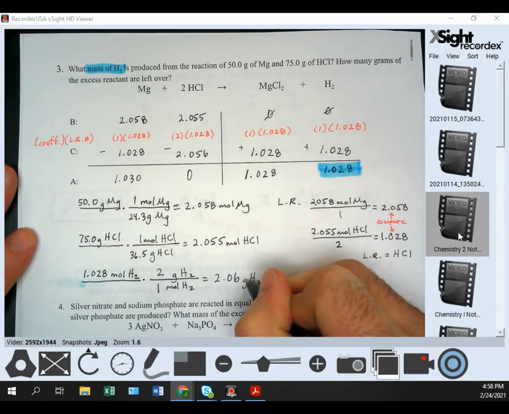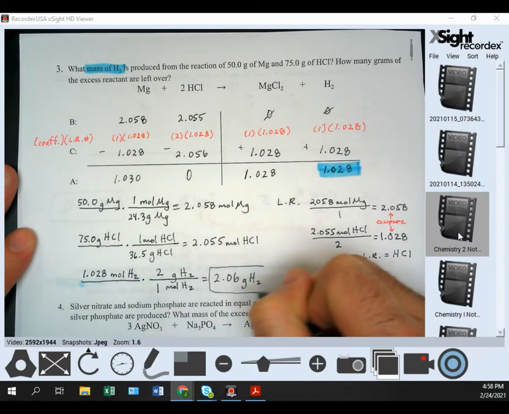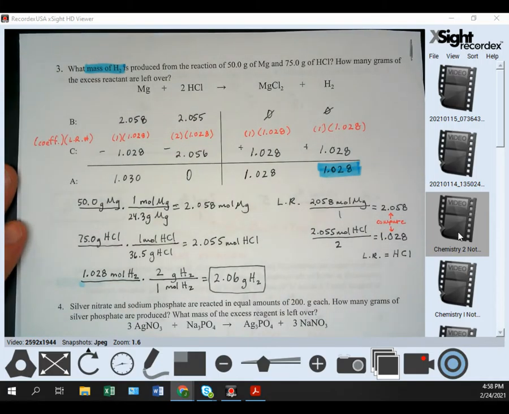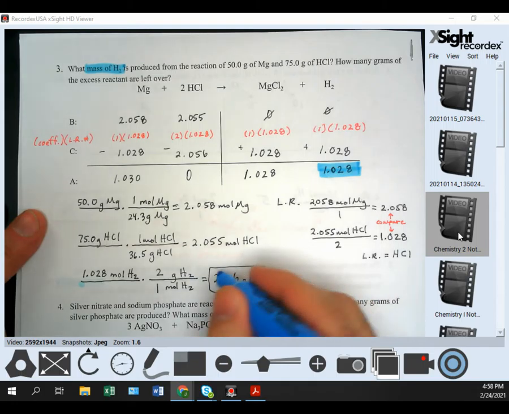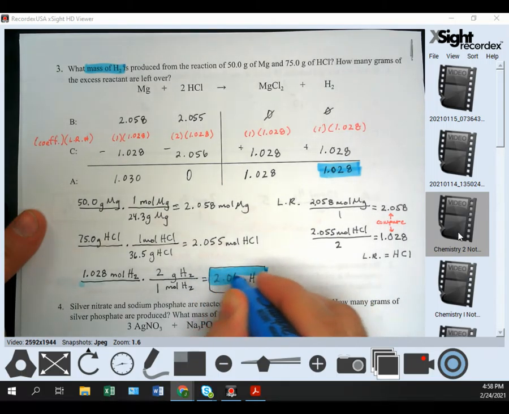So this answers what mass of H2 is produced. This part right here.